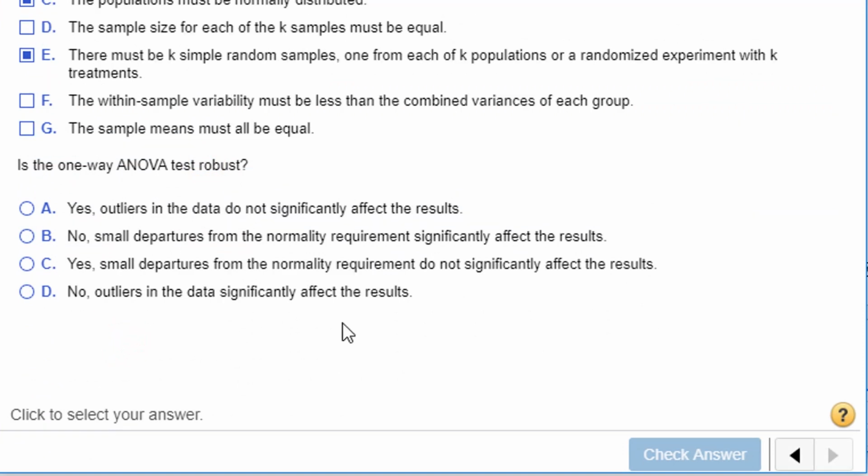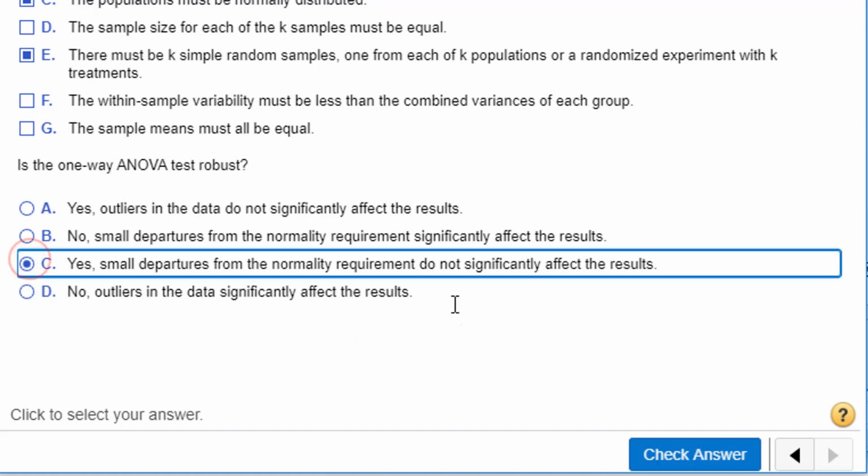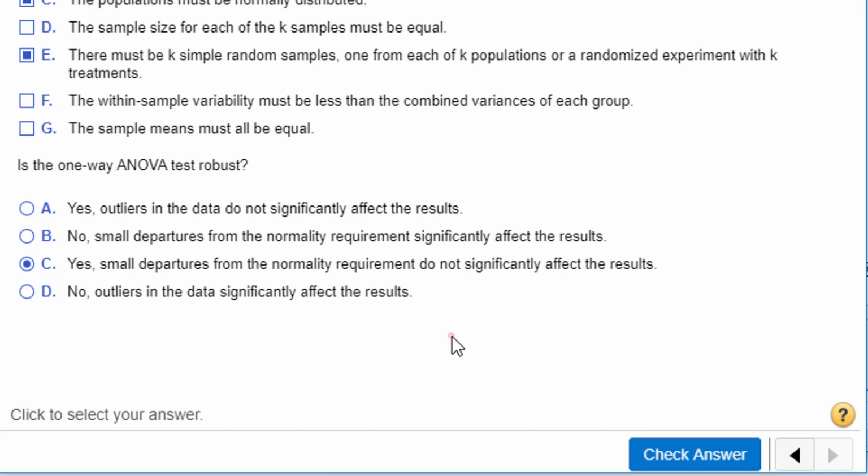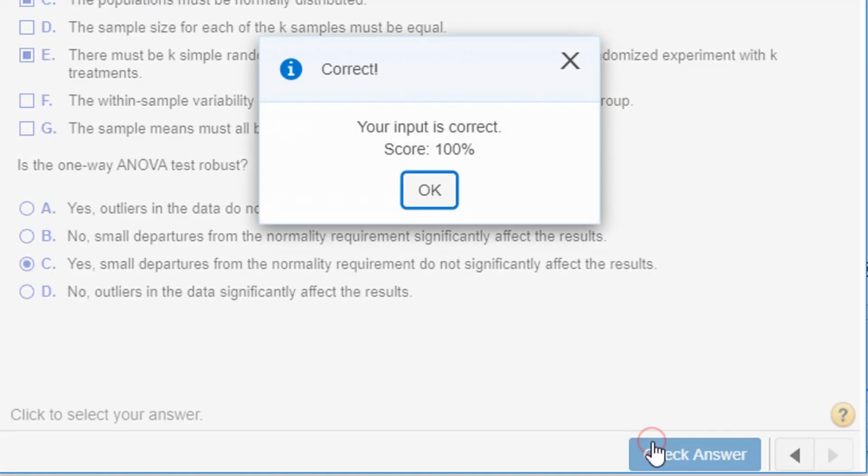So finally, is the one-way ANOVA test robust? It's robust against normality, especially if the sample sizes are large. So we can say, yes, small departures from the normality requirement do not significantly affect the results. That's the robustness of the ANOVA related to the assumption of normality. Great.